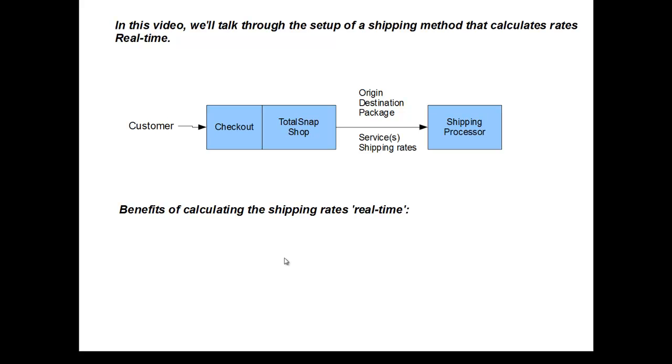The benefits for calculating the shipping rates real time are that you don't have to upfront determine rates and rules for 65 different locations within your TotalSnapShop. And secondly, greater cost predictability. You know that the values coming back reflect the actual cost of shipping, both for yourself and the customer.